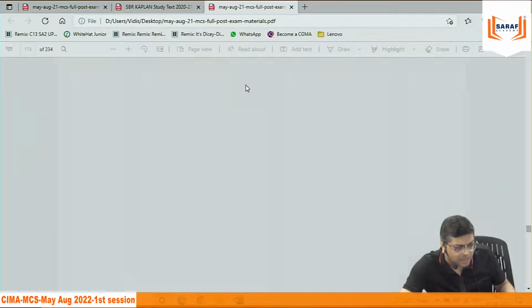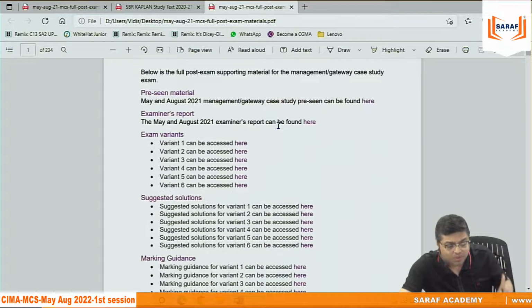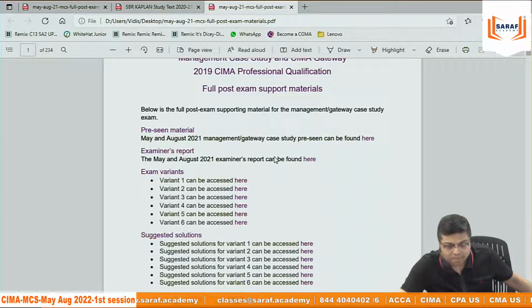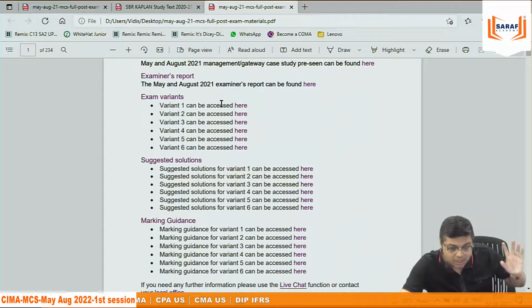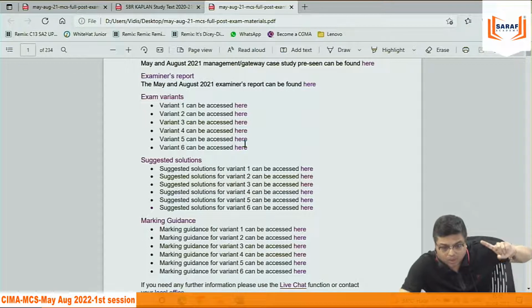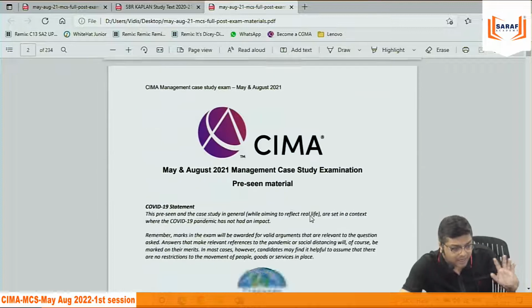This is the management case study, the entire bunch of the May-August 2021 exam. The May-August 2021 exam was based on pre-seen material on a trainer. Like we are the training organization, the case study was based on a company trainer. That trainer company was giving corporate training physically, not online. Corporate training in different cities and all that, that was the theme of the case study. Based on that case study, there are six variants they asked. Six variants means based on one case study, six sets of question papers, six sets of answers, six sets of marking guidelines. Entire thing at a time.